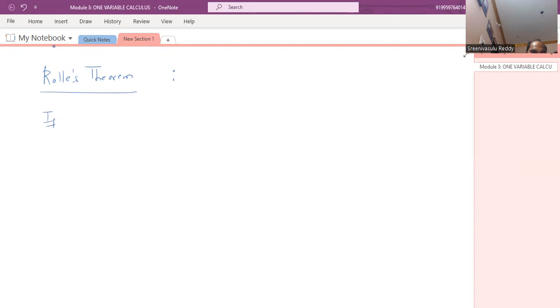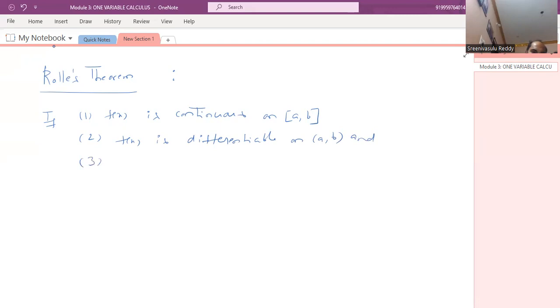The statement of the Rolle's theorem is, if a function f of x is continuous on closed interval a comma b, and second condition, f of x is differentiable on open interval a comma b, and along with these two conditions, one more condition is the function value at the endpoints of the interval, f of a, function value at one endpoint, is same as function value at other endpoint.